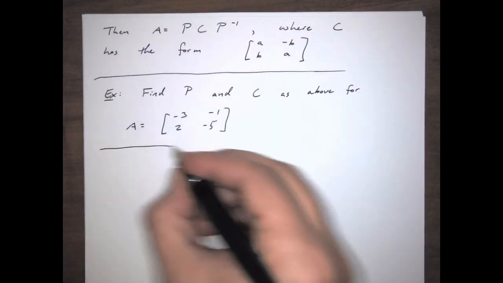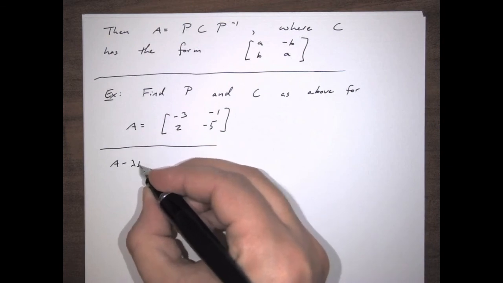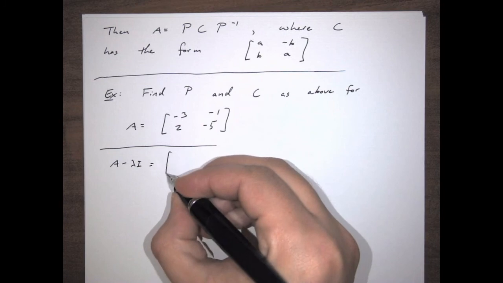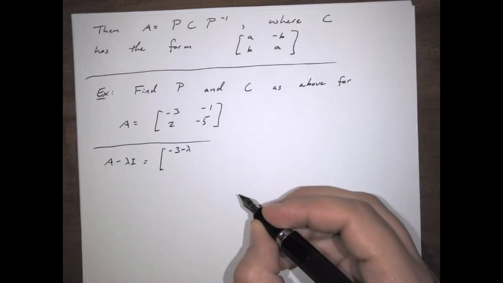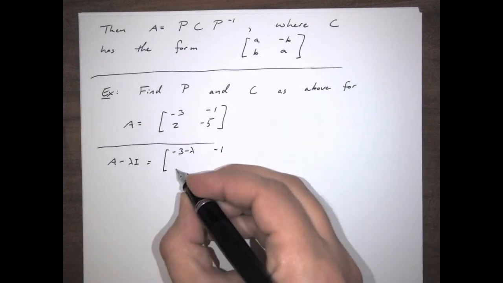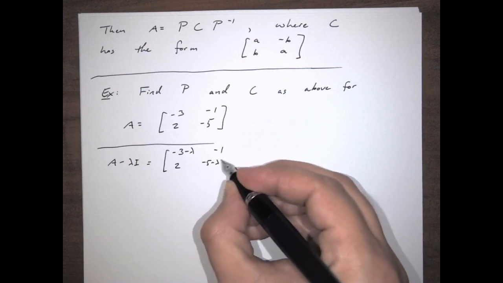Alright, well, we will start this the way we start all of our eigen things, which is by looking at the matrix A minus lambda I. And that's going to be a matter of subtracting lambdas along the main diagonal. So negative 3 minus lambda, negative 1, 2, negative 5 minus lambda.